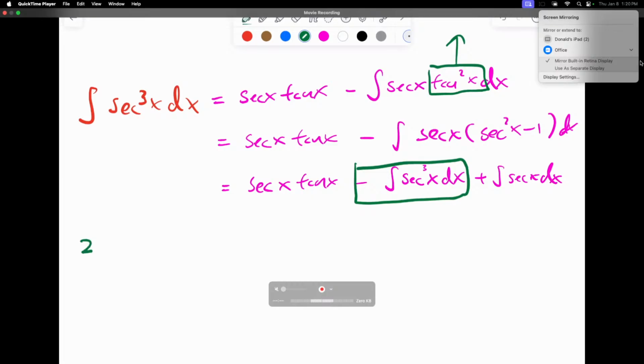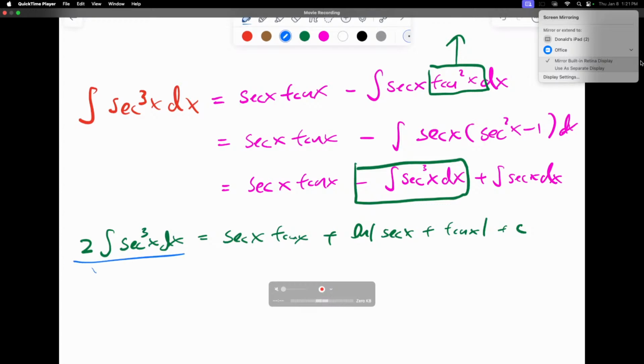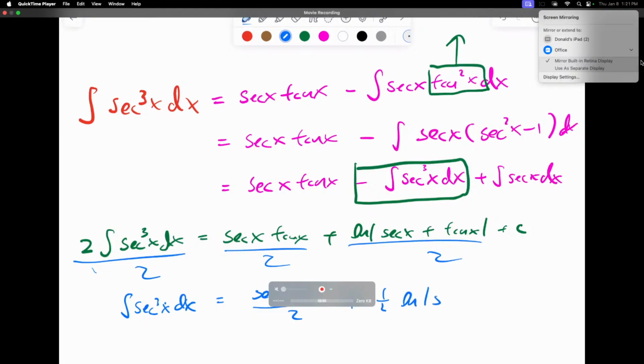So that's going to be 2 times the integration of secant cube x dx equal to secant x tan x plus, which is, we know that integration of secant of x is going to be natural log of secant of x plus tan of x plus c. Then all you gotta do is divide it by 2, and then you're done. And then integration of secant cube of x dx equal to secant of x tan x over 2 plus 1/2 ln of secant of x plus tan of x plus c. And this is the final answer.